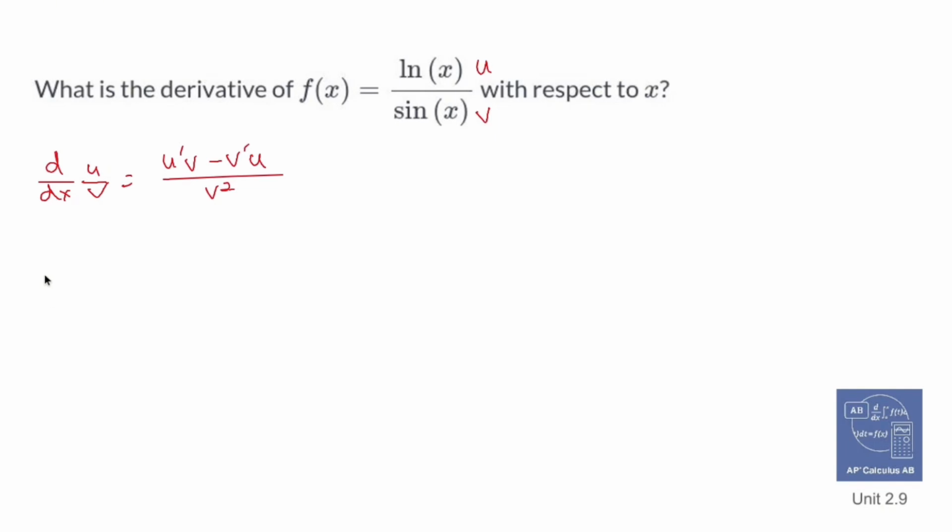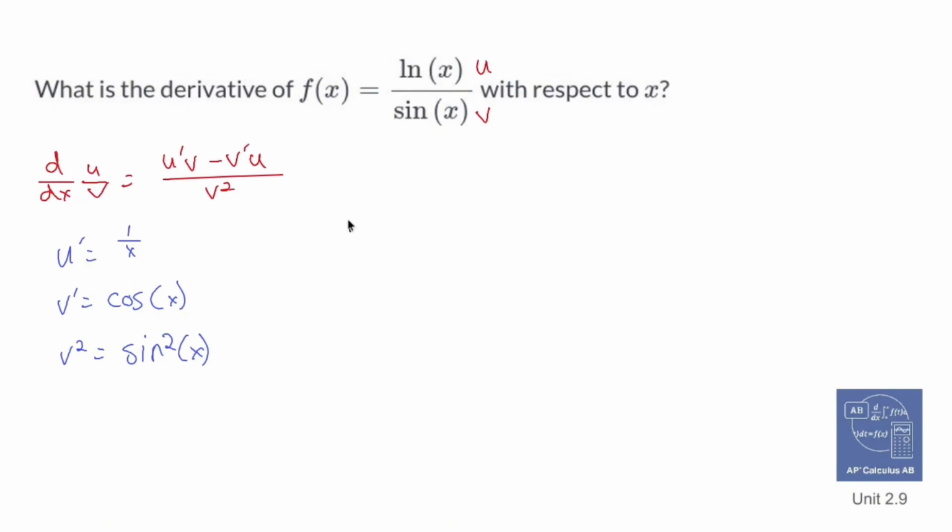All right. U prime is going to be the derivative of ln of x, which is 1 over x. V prime is going to be the derivative of sine x, which is cos x. And v squared is going to be sine squared, so sine squared x. Okay, let's build it. d dx of u over v, so I'm going to call it f prime of x. Don't know why I did that.